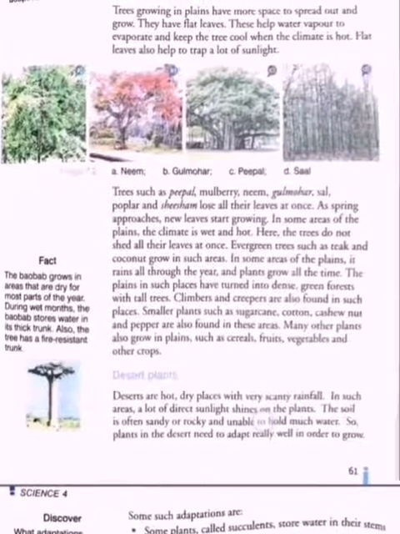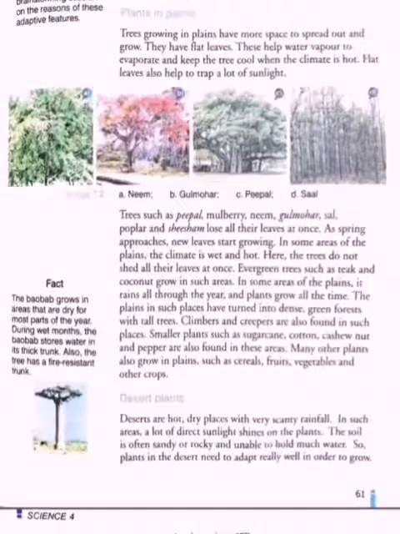Now the other terrestrial category is the desert plants. Let us see what it is. Deserts are hot, dry places with very scanty rainfall. This everybody knows. In such areas, a lot of direct sunlight shines on the plant. The soil is often sandy or rocky and unable to hold much water. So the plants in the desert adapt really well in order to grow.